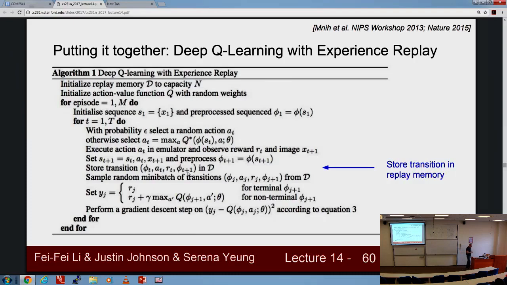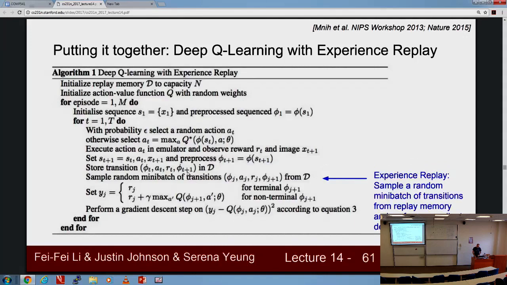Okay, and then instead of using the last quadruple to do the training, we basically do experience replay, which means we sample a random mini batch of transitions from our replay memory for training.